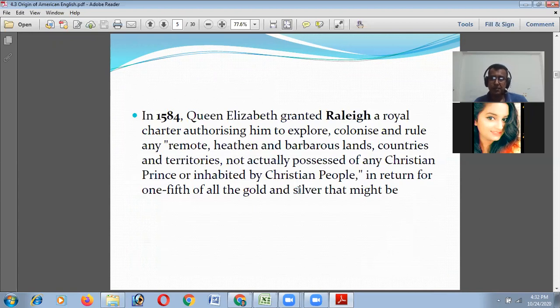Actually, Queen Elizabeth granted Raleigh a royal charter authorizing him to explore and colonize. As you see, colonize with S-E, but in American English, it will be Z. So colonize and rule remote heathen and barbarous lands, countries and territories not actually possessed by any Christian prince or inhabited by Christian people. So this is the first time Walter Raleigh got approval from the Queen of England to explore the unexplored parts of this world.